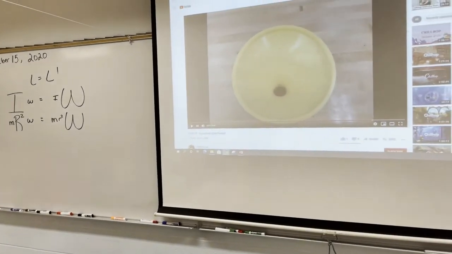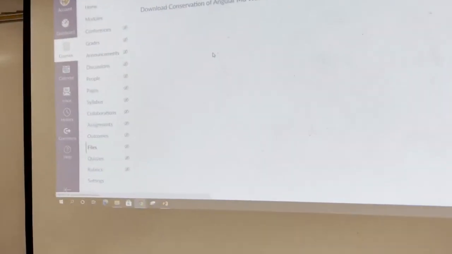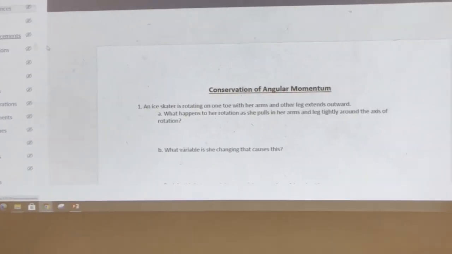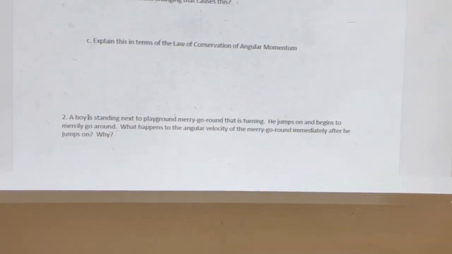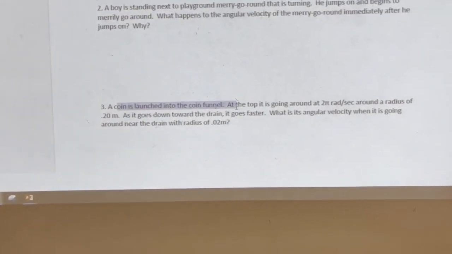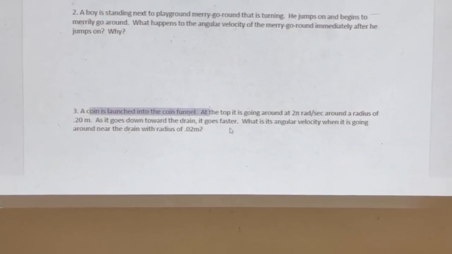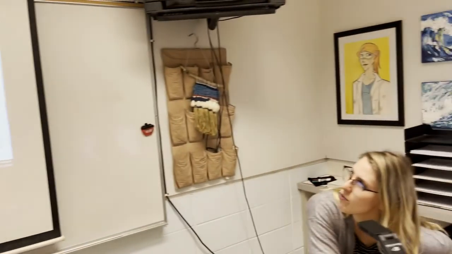All right. So now I think that's it. What was our homework going to be? Our homework is going to be right here. I forgot to put it on there, but here it is in all of its glory. You guys are going to answer this question, and ice skater questions, and then a merry-go-round question, and then a coin is launched into a coin funnel. And we might have another question on there for you guys, but here's the homework. You guys know what to do. Use what you learned today. Rock and roll.